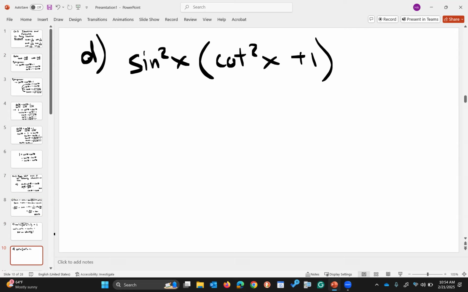Okay, now try this one yourself. Very similar to the one we just did. Let you guys try this one. This one is going to work out now.